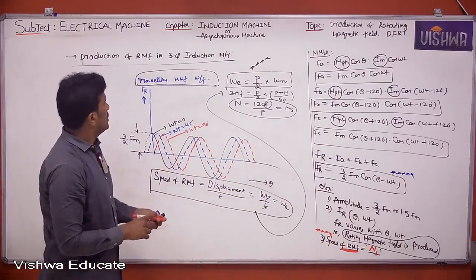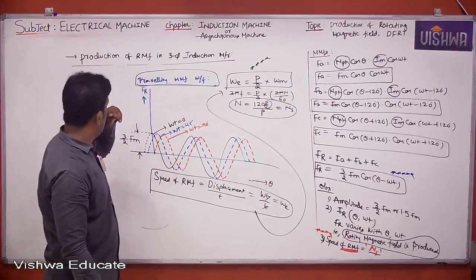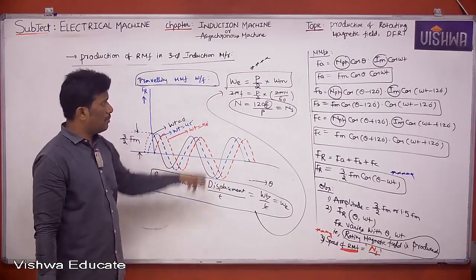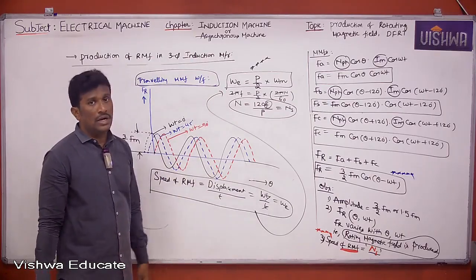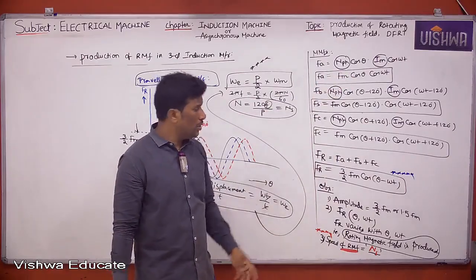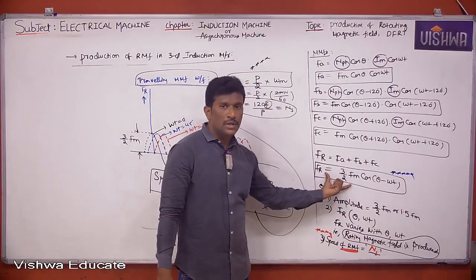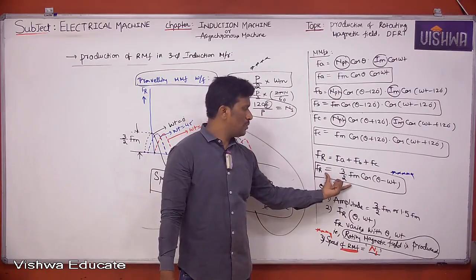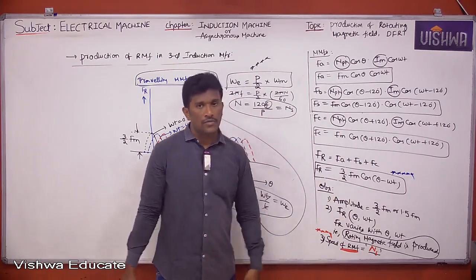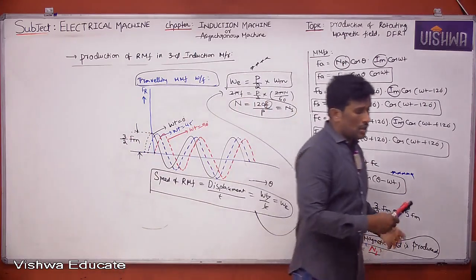So this is production of rotating magnetic field in a three-phase induction motor. Please note down this traveling MMF waveform. Then I'll go for double field revolving theory. By using that, I'll show you how we got this equation, 3/2 Fm cos of (theta minus omega t). I wrote here directly. How we get this equation, I'll tell you. First note this.